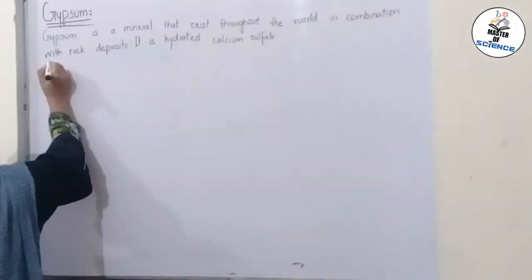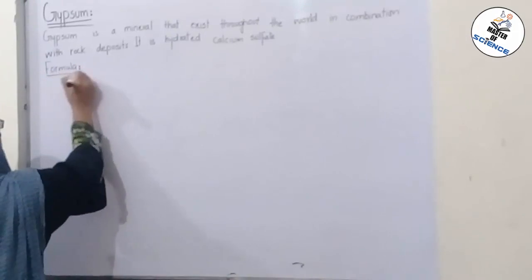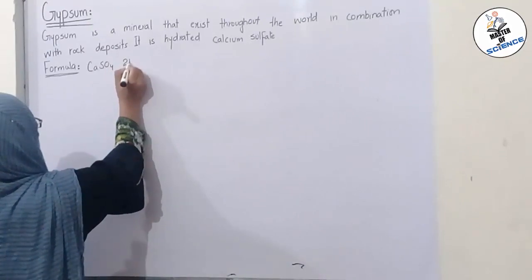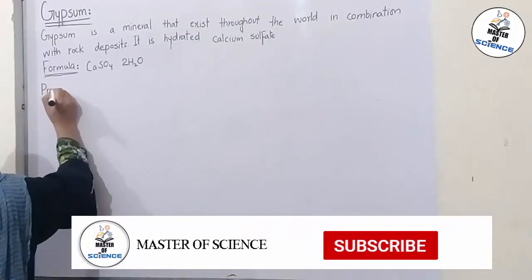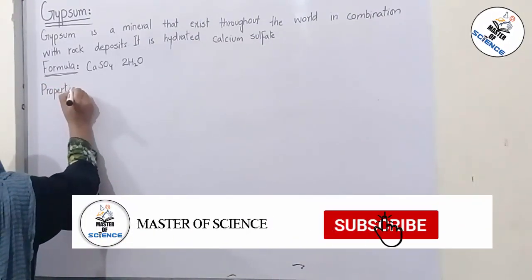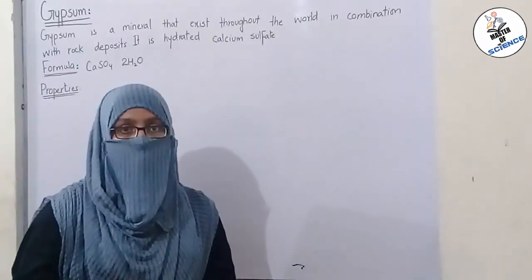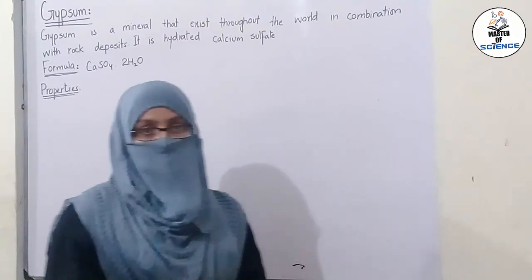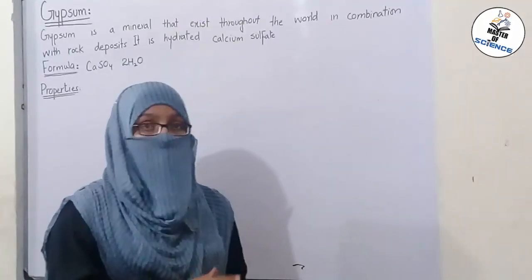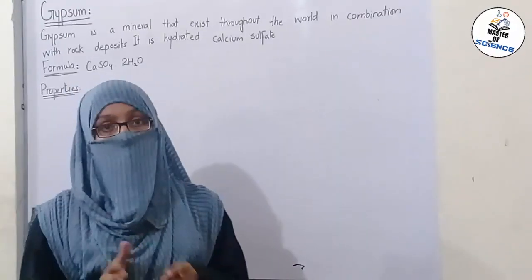Now come towards its formula. Its formula is CaSO4.2H2O. Now move towards its properties. What are the properties of gypsum? Its properties are, it is very soft and it undergoes cleavage. It is soluble in water. It is clear to white in color typically, but due to the presence of impurities it becomes colored, and this color is reddish to brown or yellow.